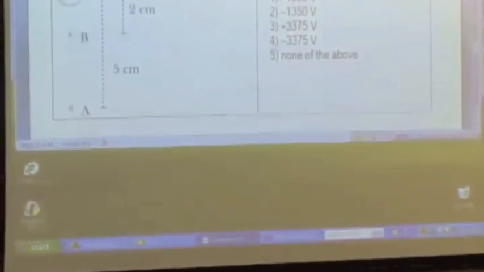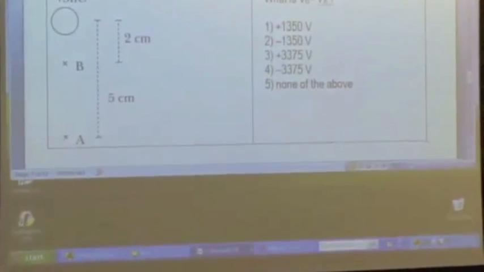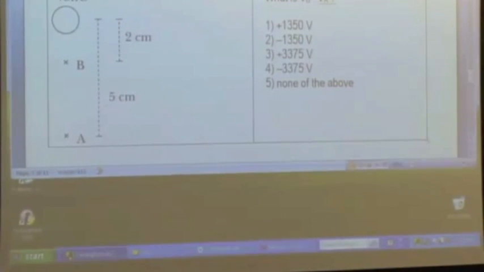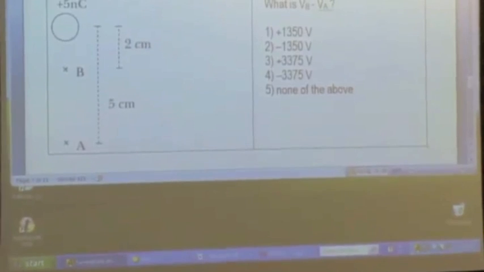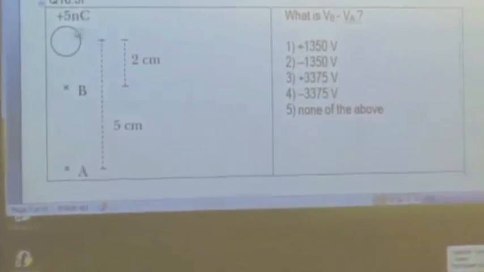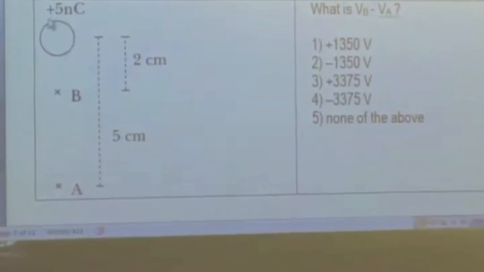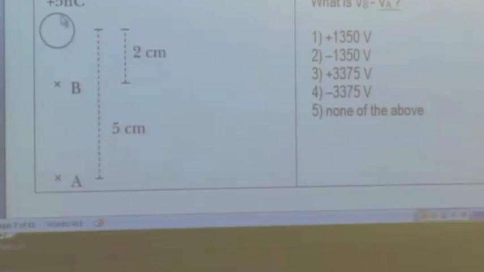Let's do this first. This is just an application of this result we just talked about. We have a 5 nanocoulomb, uniformly charged sphere. Say it's like a ping pong ball with a positive 5 nanocoulombs rubbed over the surface. It's uniformly charged. Point B is at a distance 2 centimeters from the center. Point A is a distance 5 centimeters from the center. What's VB minus VA? So where's the path going from? It's from where to where?